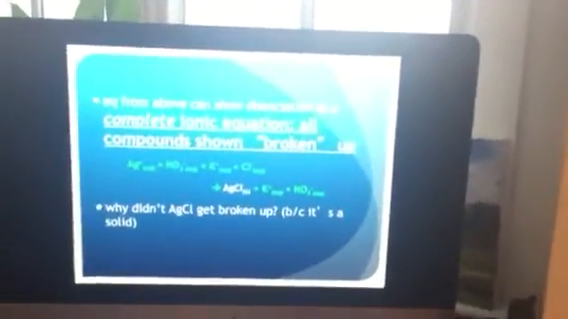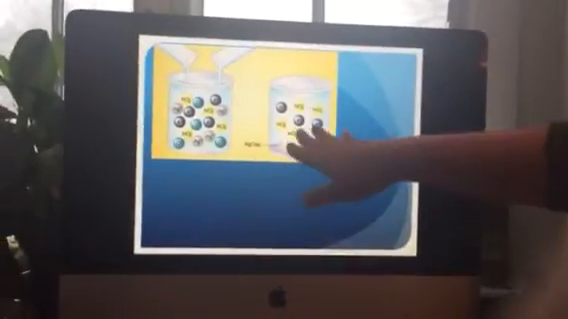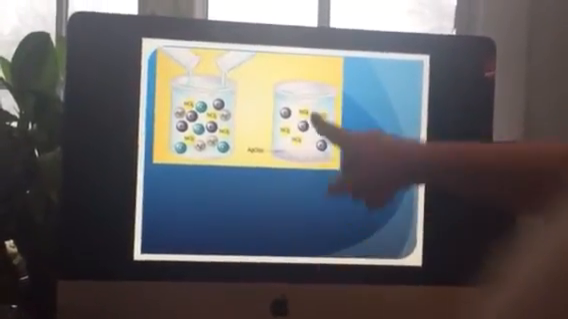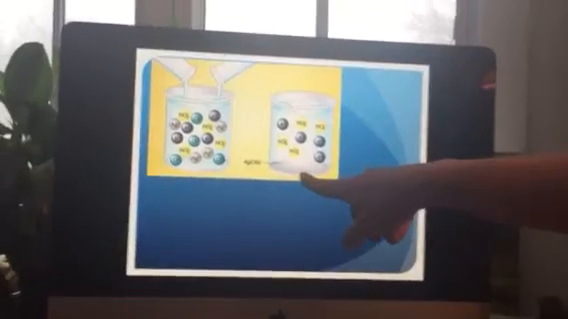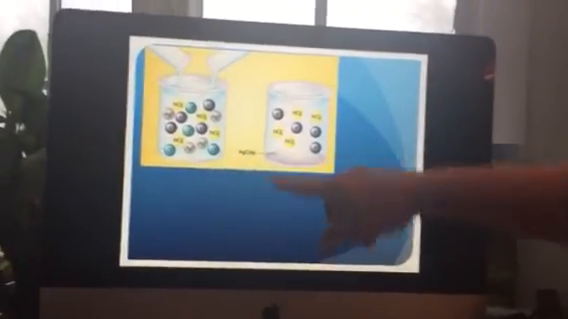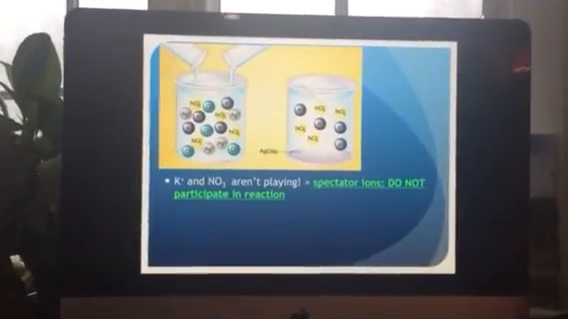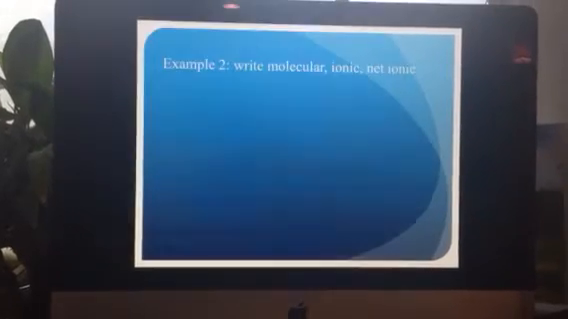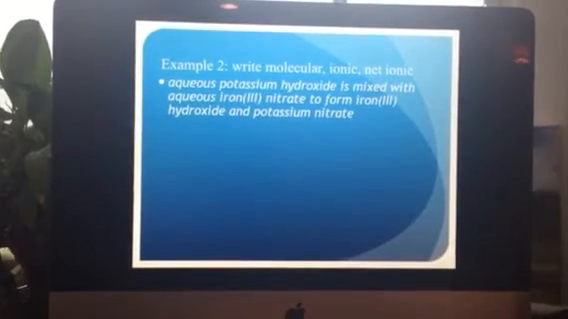Let's try another. So come on over to the screen. All right, so this is what we just showed you. This is what it would look like in solution. We have our ions that remain and our solid silver chloride on the bottom. Okay?